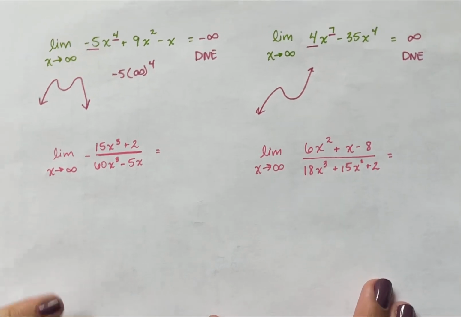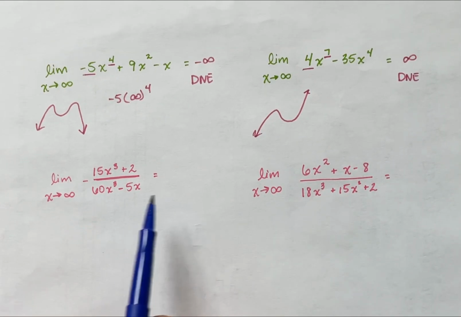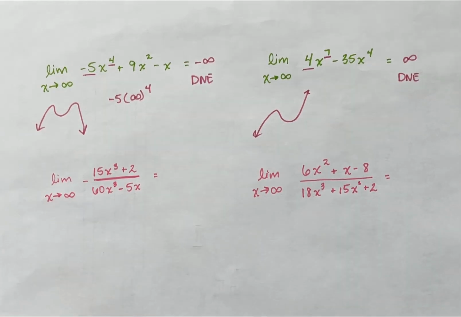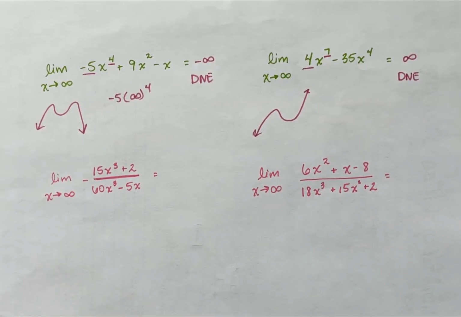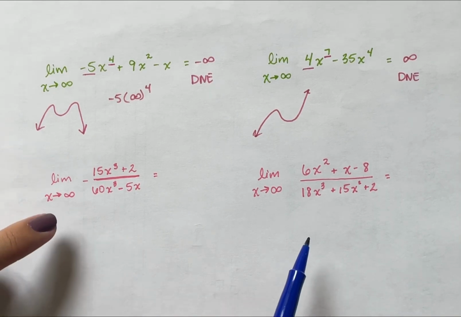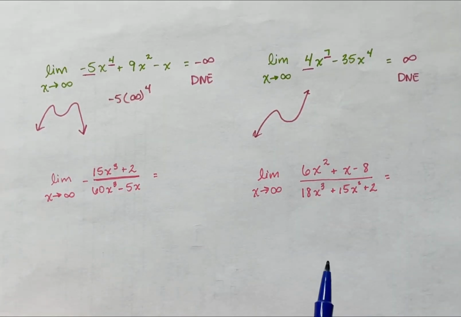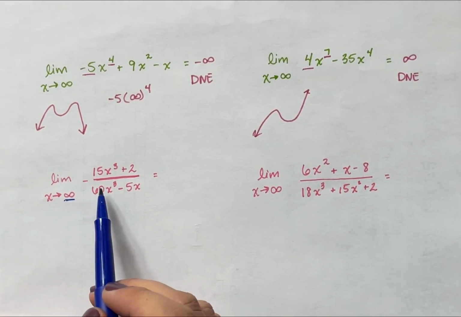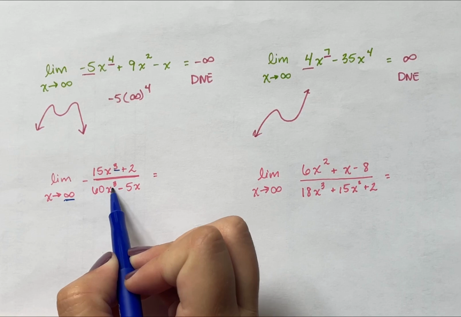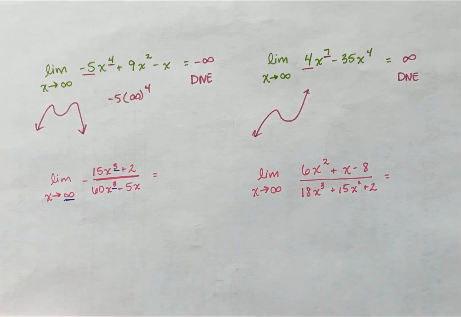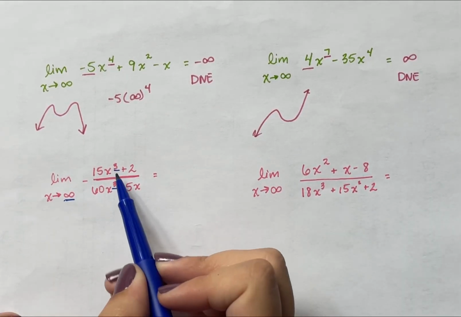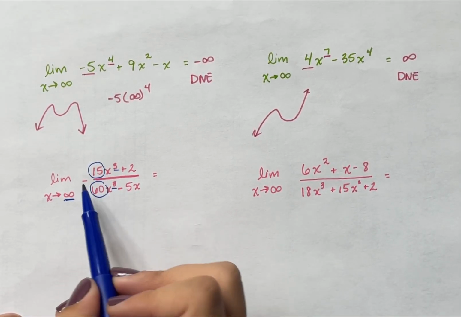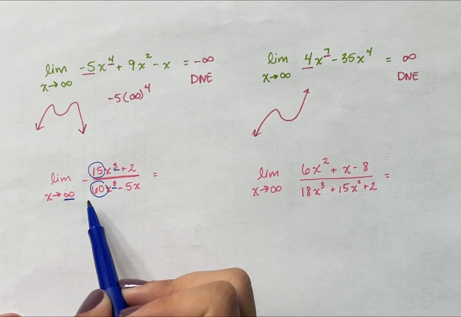For rational functions, the end behavior is really going to be based on the asymptotes. Rational functions usually have horizontal asymptotes. Both of these do. So that's what I need to look at when I'm thinking about the limit to infinity. In this first example, I notice the degree of both the numerator and the denominator is 3. Since they have the same degree, I'm really only interested in the leading coefficients, and I don't want to forget that there's a negative here.